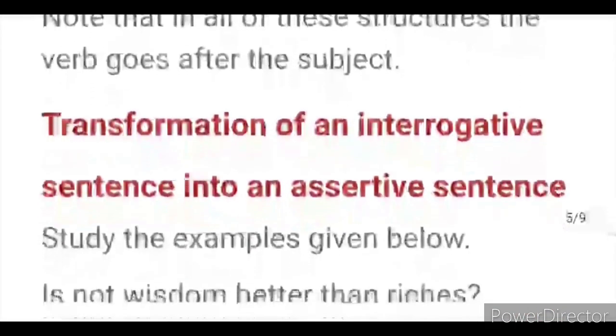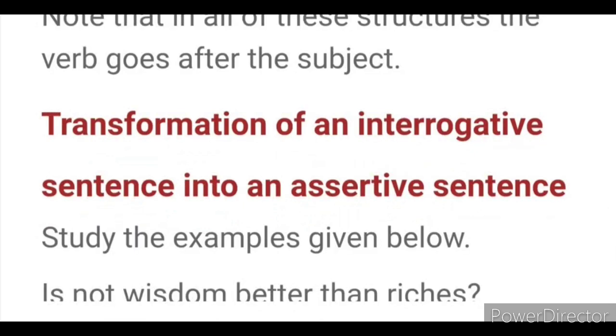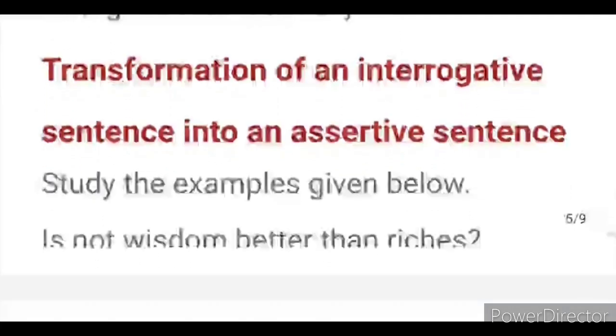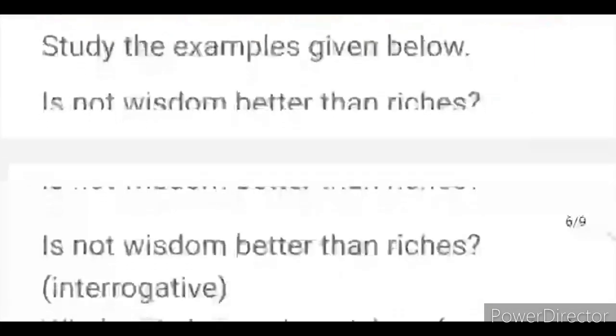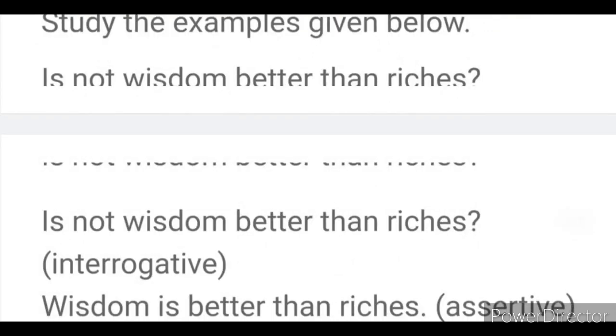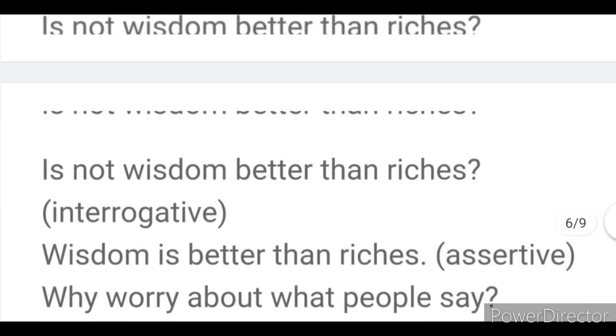Now, transformation of an interrogative, that is a question. A sentence ending with a question mark is an interrogative sentence. Transformation of an interrogative sentence into an assertive sentence. Study the examples given below. Is not wisdom better than riches? Interrogative, question mark. Wisdom is better than riches becomes assertive. So from exclamatory, we have moved to interrogative to assertive. Is not wisdom better than riches? Ending with question mark. Wisdom is better than riches. The question in itself is the answer.